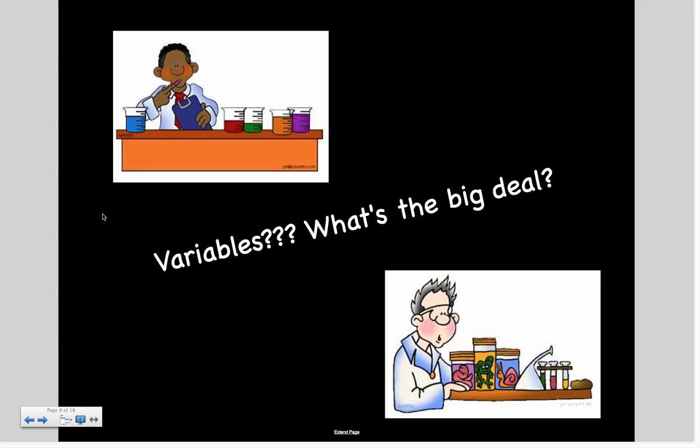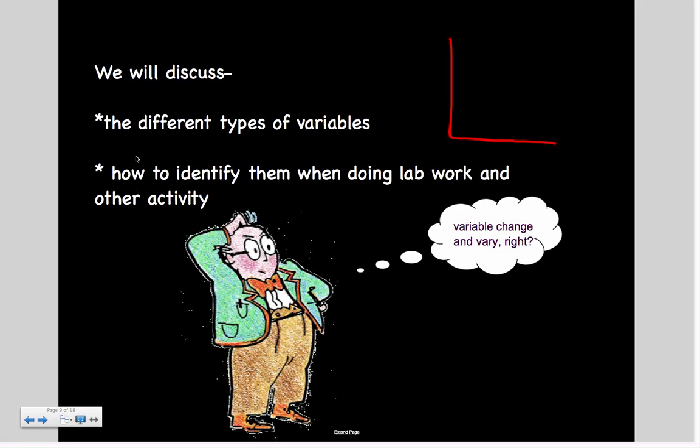So variables. This is super important. Please, if you've been drifting in and out, pay attention for this part. It is más importante. So we're going to look at the 3 types of variables, and we're going to look at how we identify them when we're doing our lab work or other activities.